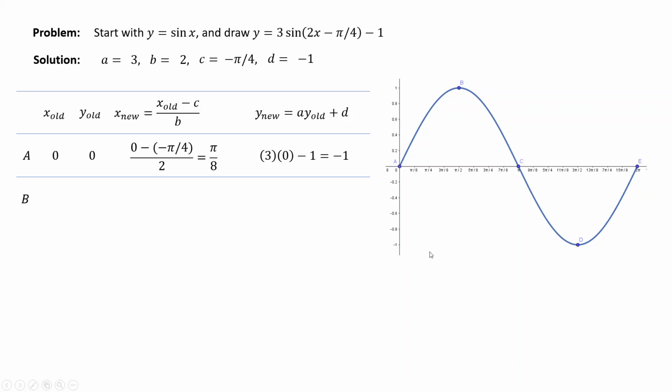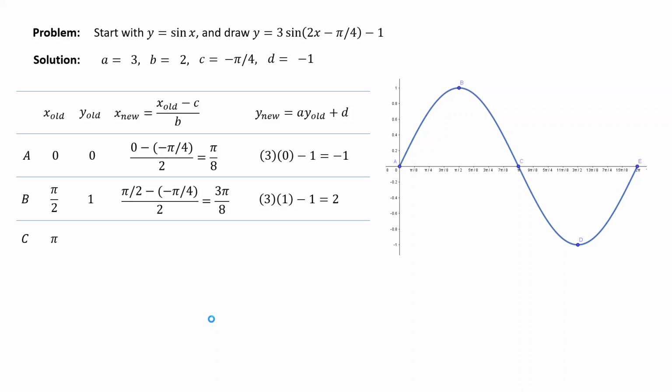What's the x old for b? Pi halves. What's the y old? 1. Yep, wonderful job. If that's what you said, pat yourself on the back. You are well on your way to becoming a wonderful mathematician. All right, x new. So again, plug and chug. Pi half minus negative pi fourths, over 2. I did this in my head, but you don't need to. You can go to the side and do this calculation. Turns out to be 3 pi over 8. And then plug in: 3 times 1 minus 1 equals 2.